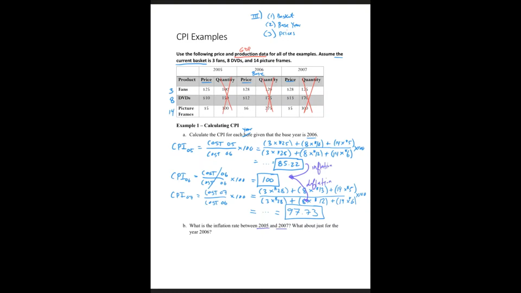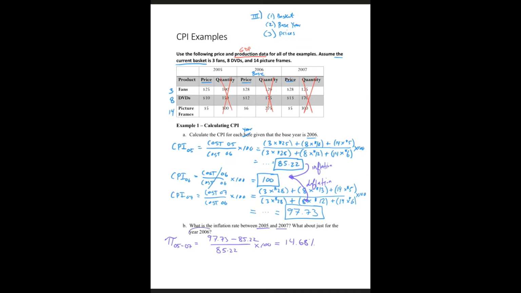So notice if we talk about the inflation rate of a specific year, we're taking the percentage change from the previous year. If we're looking for multiple years, we're just going to take the percentage change across that. So the inflation rate from 05 to 07 is just going to be 97.73 minus 85.22, divide that by 85.22, and we're going to multiply that by 100. If I plug that into my calculator, I get approximately 14.68%, meaning that prices between those 2 years increased by 14.68%.